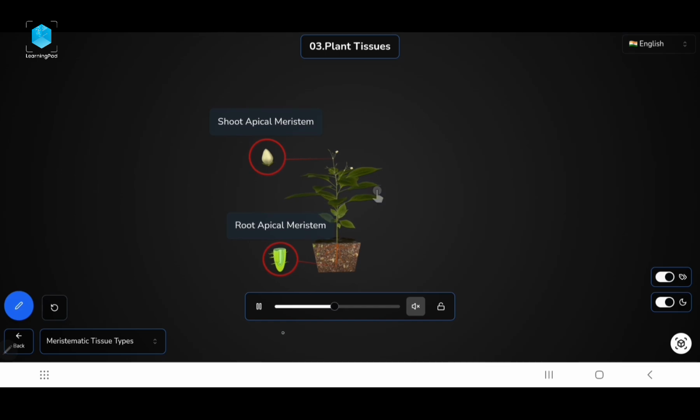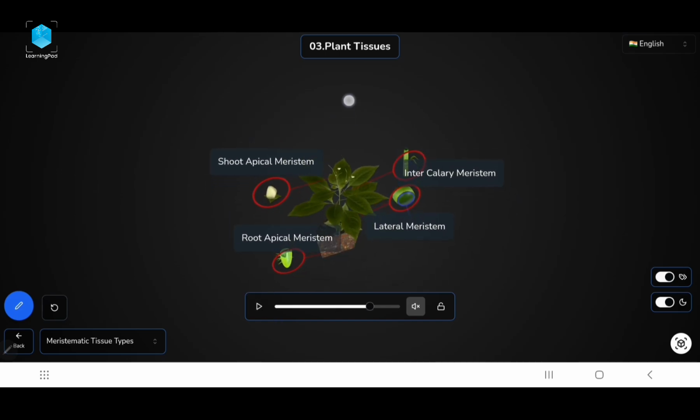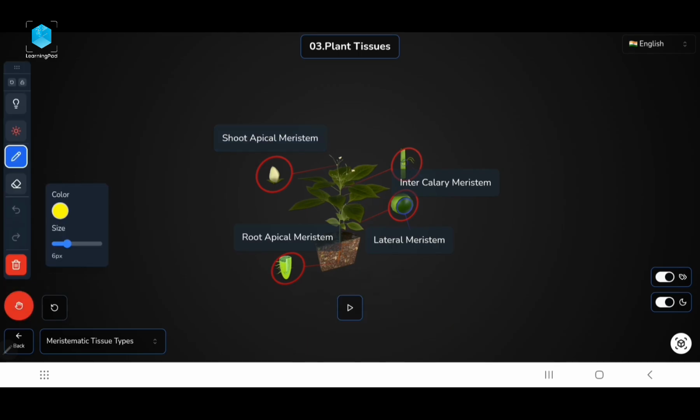The three types of meristematic tissues are: first, apical meristem; second, intercalary meristem; and third, lateral meristem. The apical meristem is present at the apex of the shoot and the apex of the root, at the growing tips of stem and root. It helps in increasing the length of the stem as well as the length of the root.